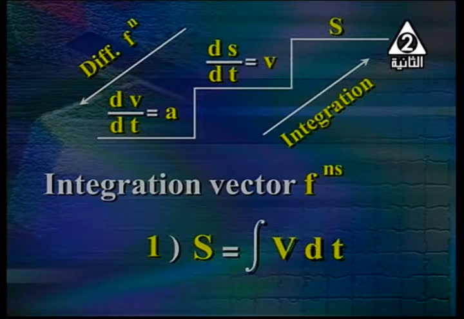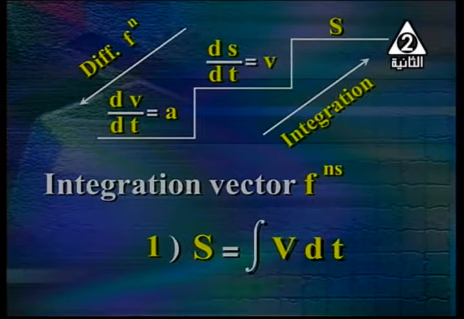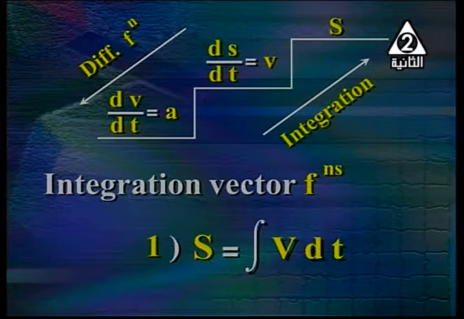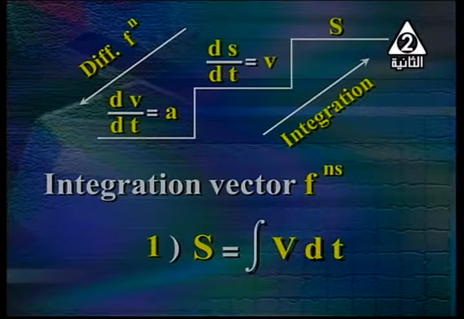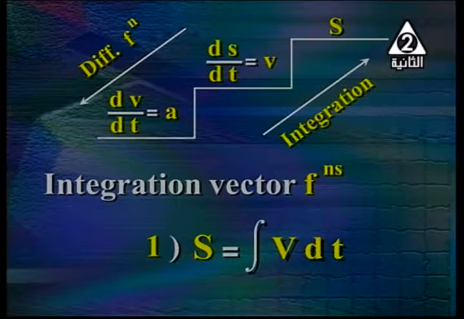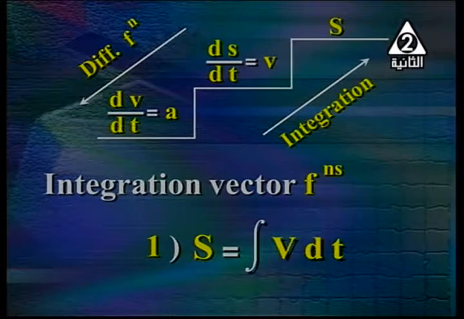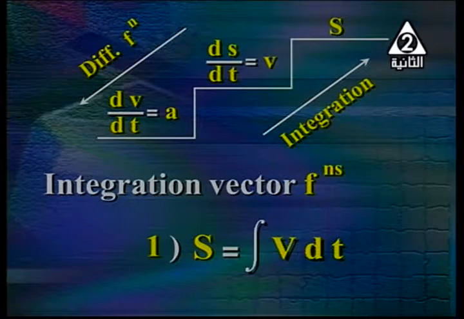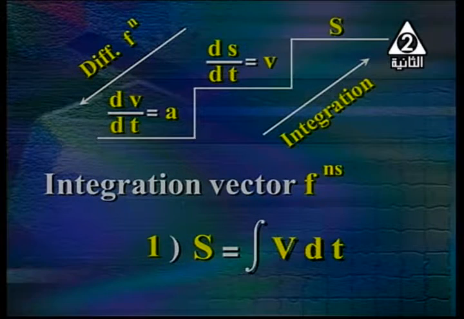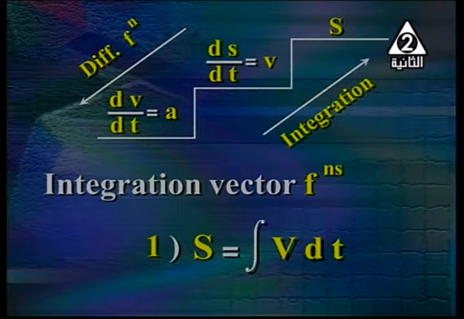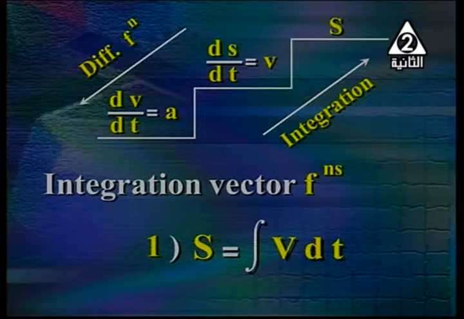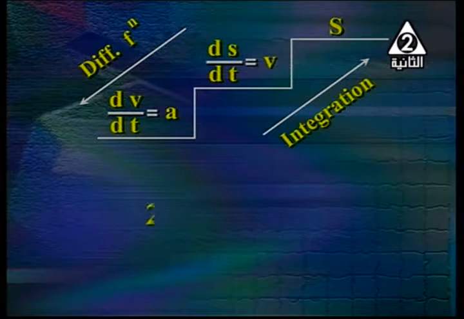When we find V and the given is S, we use the derivative of S with respect to the time t. Why? Because V equals ds over dt. But in this case, S equals integration of V with respect to time t. Then in this case, we use integration when the required is the distance. The distance is integration of velocity with respect to time t.